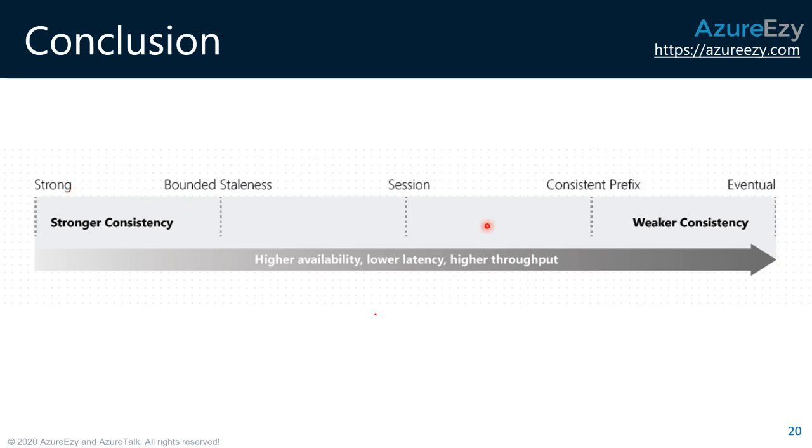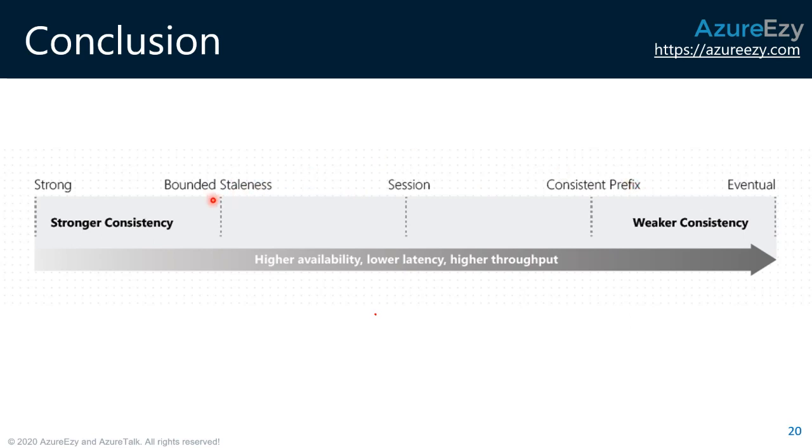So we have all these five consistency levels: strong, bounded staleness, session, consistent prefix, and eventual. And if we are going in this direction, the availability is getting increased, latency is getting lower, and higher throughput. That was the beauty of the eventual. In this direction, the consistency is getting better, because this is the strong consistency. In all other levels, there are some situations, right?